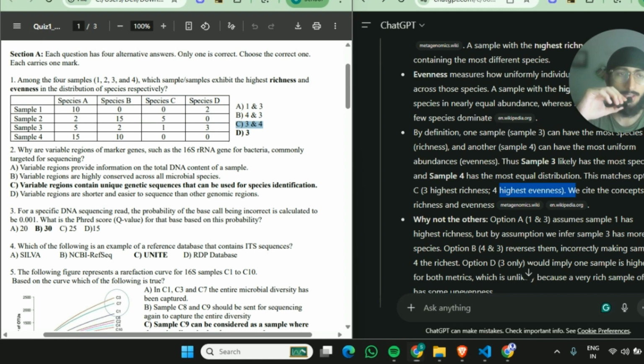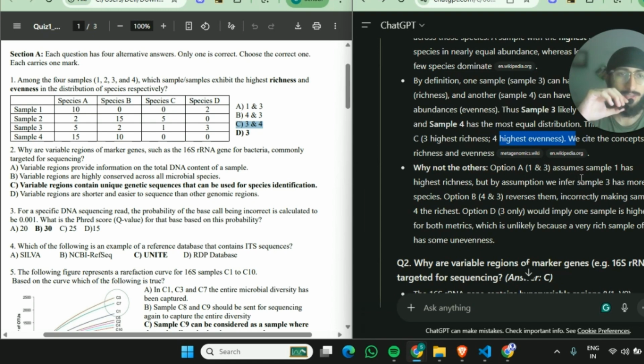This is wrong actually, right? The explanation given by GPT is wrong because of what it says about evenness. If you see, sample 4 is not at all even, right? Because it does not have uniform abundances of species: 15, 10, and then 0 and 0. So the option given by GPT is wrong. Instead, the answer is D, 3. That is, only sample 3 has the most species, that is the most diversity or the highest richness, right? But 4 is wrong. So D is the answer.